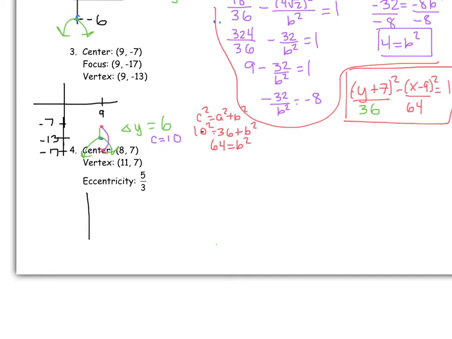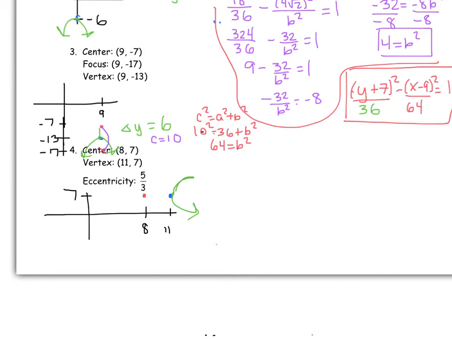Okay, for the next one I've given you the center at 8, 7. And then I've given you the vertex at 11, 7. So center's here, vertex is out here. That tells me that this hyperbola has to open right and left. So this time x is going to come first.